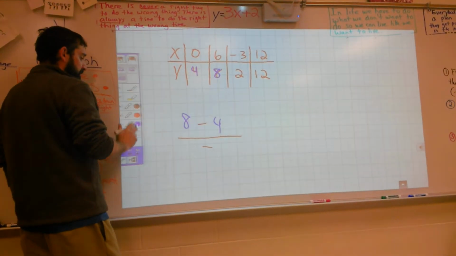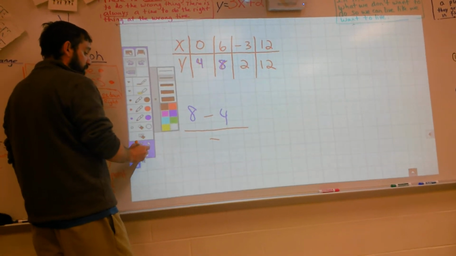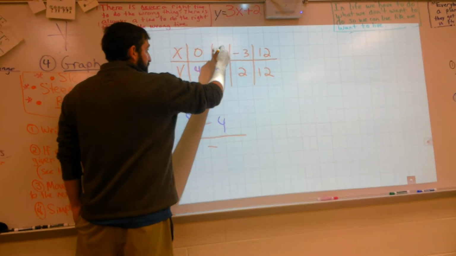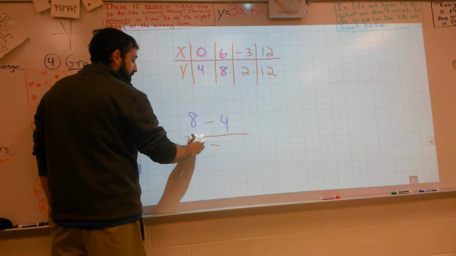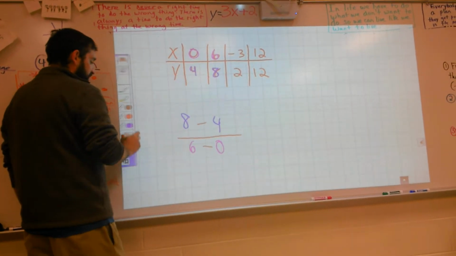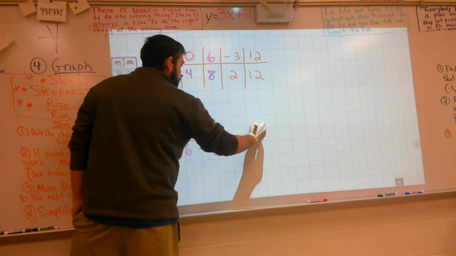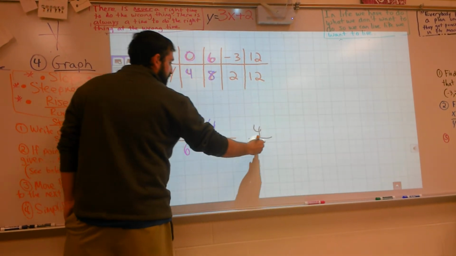And then what numbers do you put in the bottom? The order matters. 6 and 0 go in the bottom. 6 and 0. And then 8 minus 4 will give you 4. 6 minus 0 gives you 6.